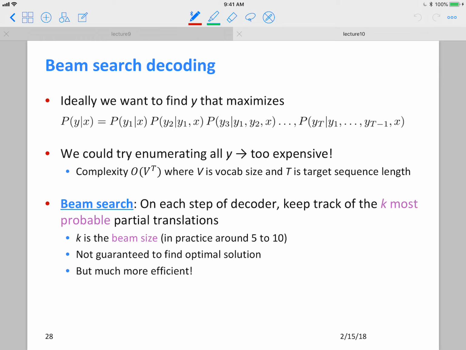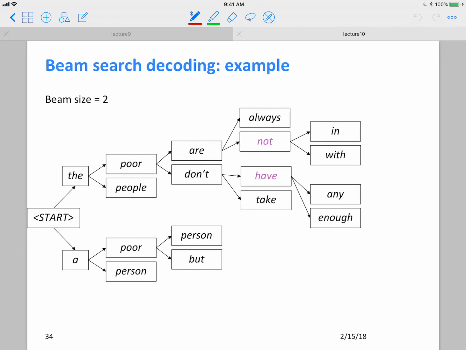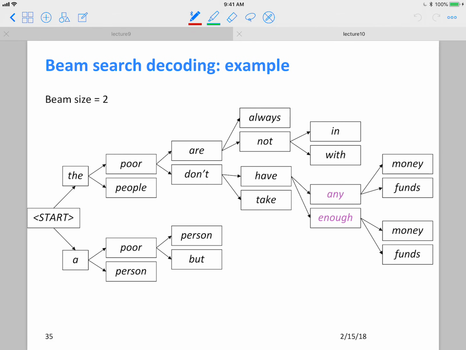Okay, then let's discuss this beam search. Can anyone explain how this beam search works? It's okay even if you just describe it in Korean. Can anyone explain how it works?